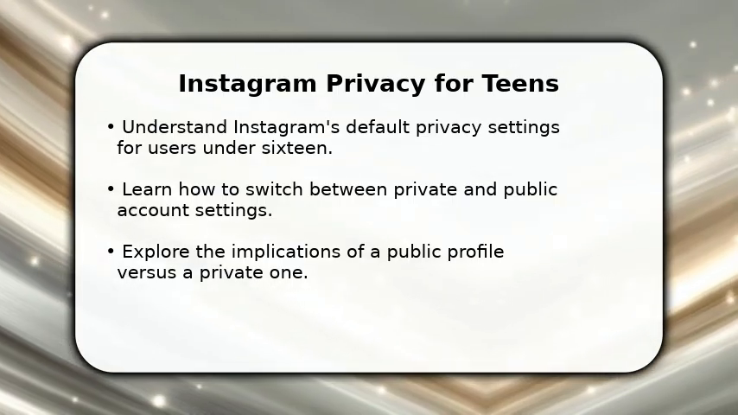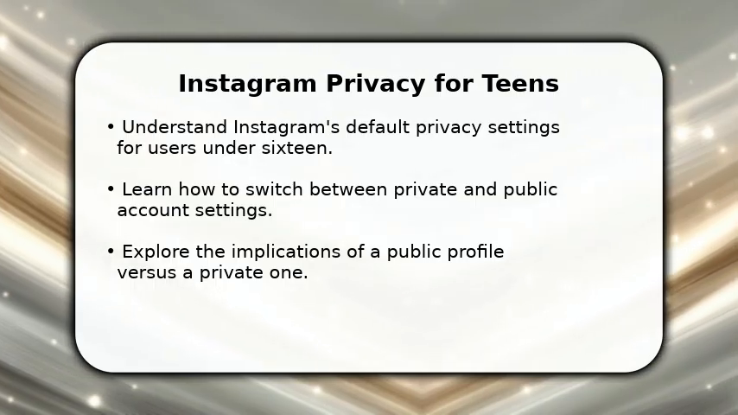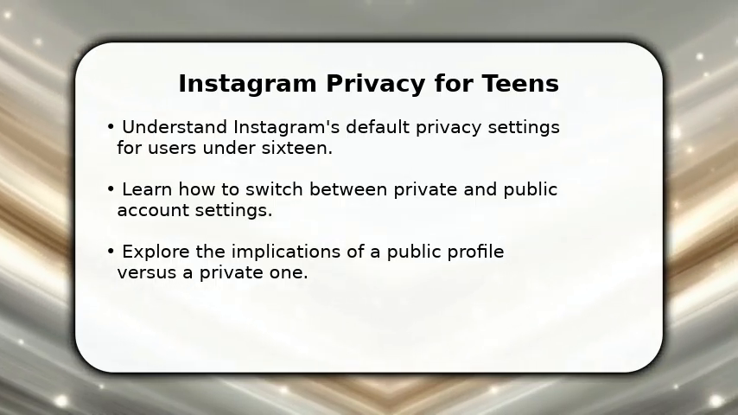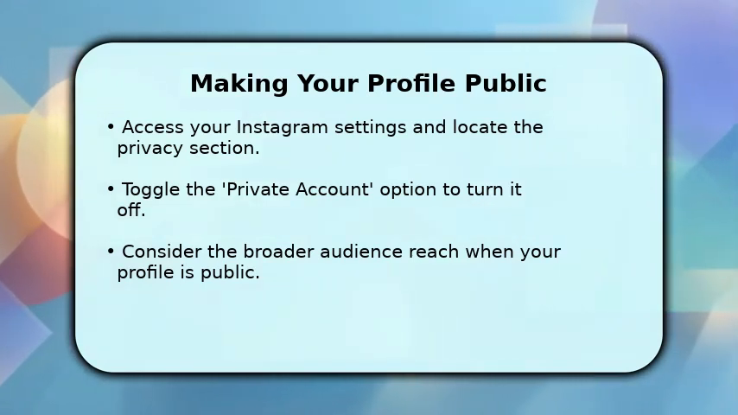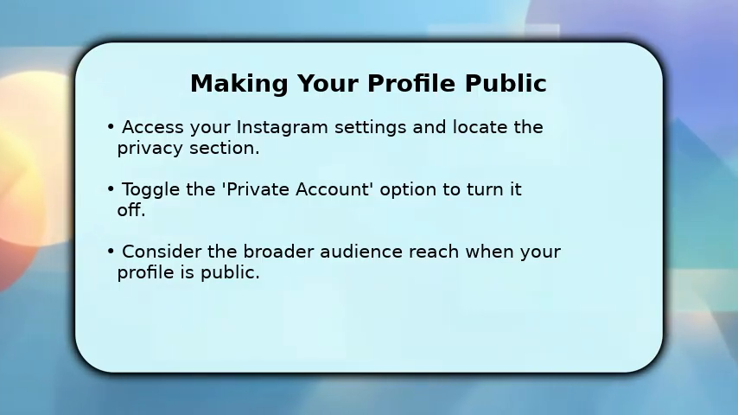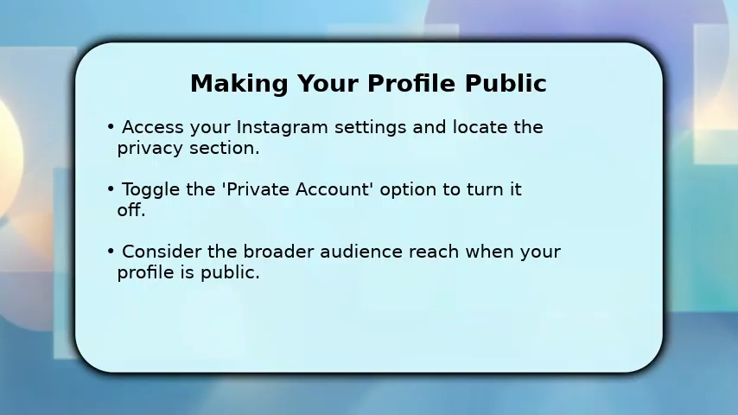We'll walk through the steps to make your profile public, but remember the importance of online safety and who can view your content. Ready to go public? From your profile, tap the three lines in the top right corner to open the menu, then select Settings and Privacy. Scroll down to Account Privacy and you'll see a toggle for Private Account. Simply switch this off. Instagram will ask you to confirm this change.